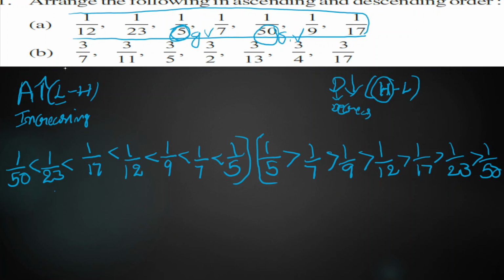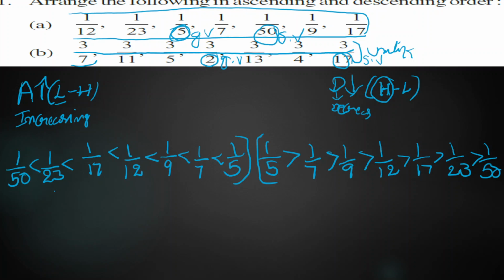And let's observe this example here. 3 by 7, 3 by 11. In all these, the numerators are the same with different denominators. So this is also unlike fractions with the same numerator. So you know that in unlike fractions with same numerator, the greater denominator is the smaller value, and the smaller denominator is the greater value. So the ascending order is increasing order.